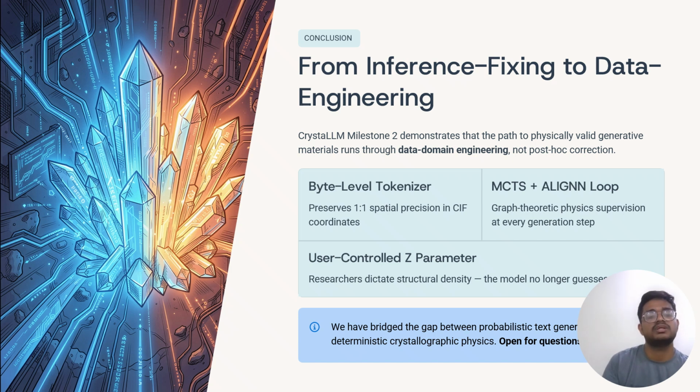Looking ahead, future work could include larger foundation models, better formation energy predictors, experimental validation in laboratories, multi-objective optimization, and discovery of novel battery and semiconductor materials. Ultimately, our vision is to create great AI systems that assist scientists in discovering new materials faster than ever before.